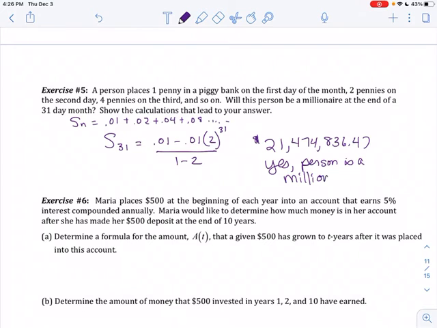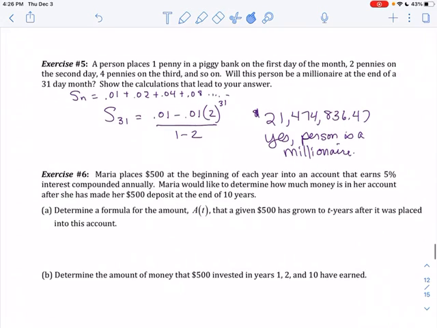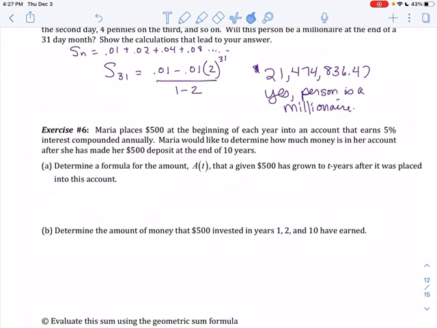So if somebody ever asks you if you want to work and get $1,000 a day for a month, or you want to get a penny and double it each day, then you definitely want the penny and double it each day.